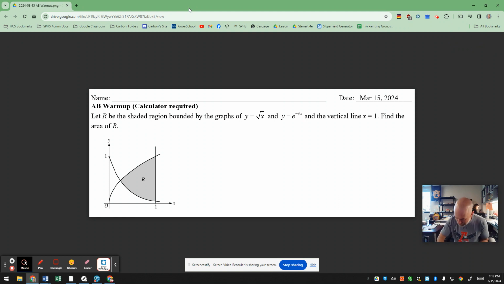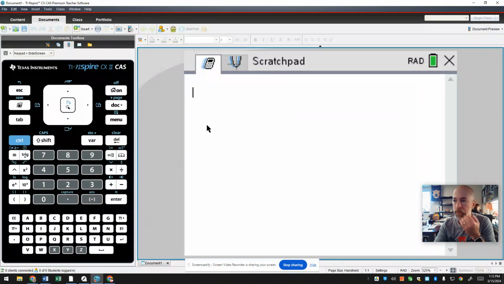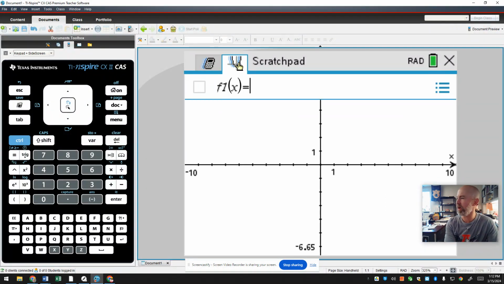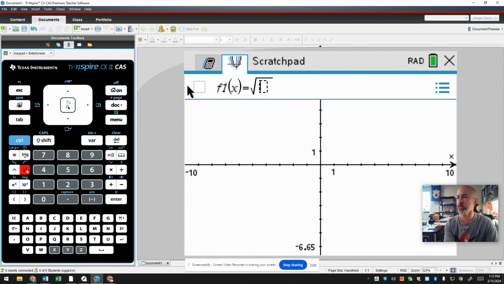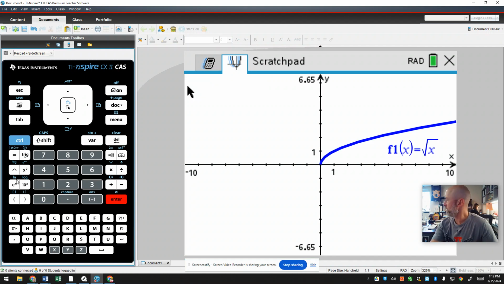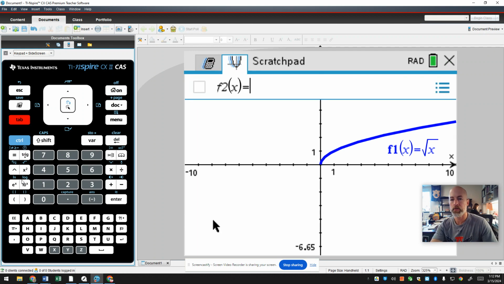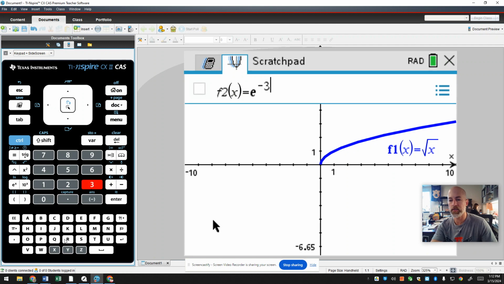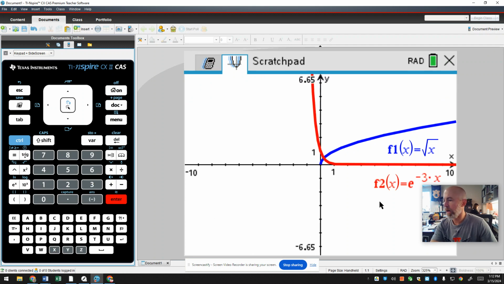But I want to show you how to graph a vertical line in case you want to do it. That way, if you want to do it, you can do it quickly and not waste 5 or 10 minutes. I'll go ahead and start graphing. What were the graphs? The natural log of x plus 1? No, it was square root x, and then e to the negative 3x. So there's that.